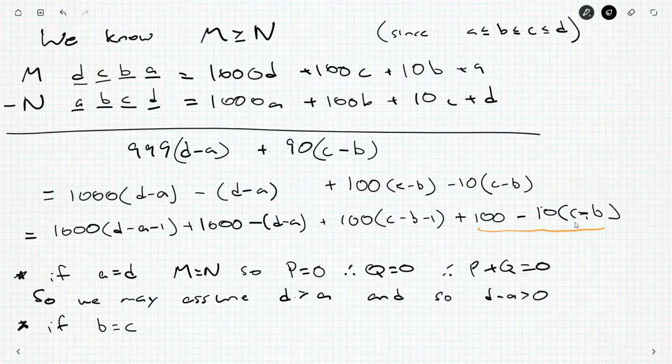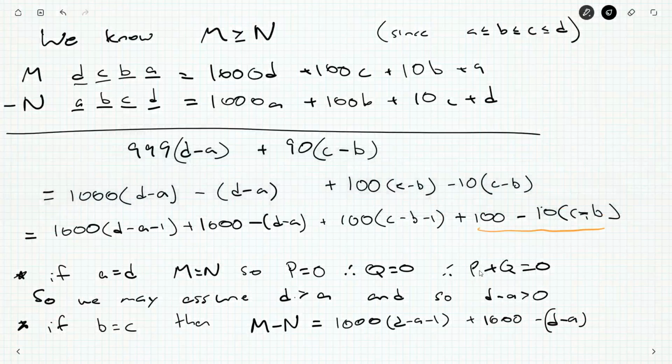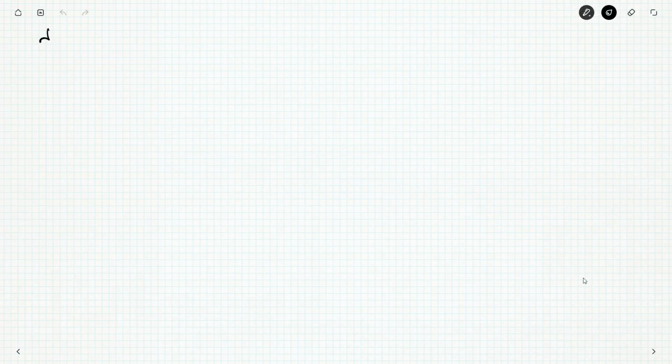If B equals C, then all of these cancel out. Then M minus N is equal to 1000 times D minus A minus 1 plus 1000 minus D minus A. Of course, I'm running out of battery power. I've been going at this question for a very long time. Anyway, and then this will be something like 99x. And so we'll have a specific case here, and then we'll further assume that B and C are different from one another. D greater than A.